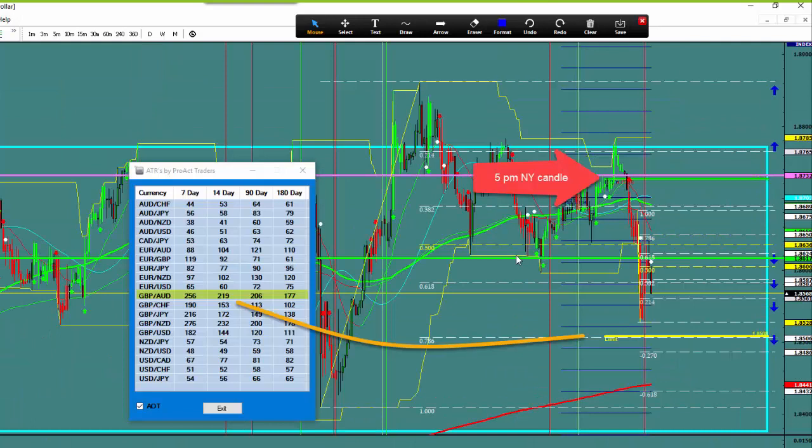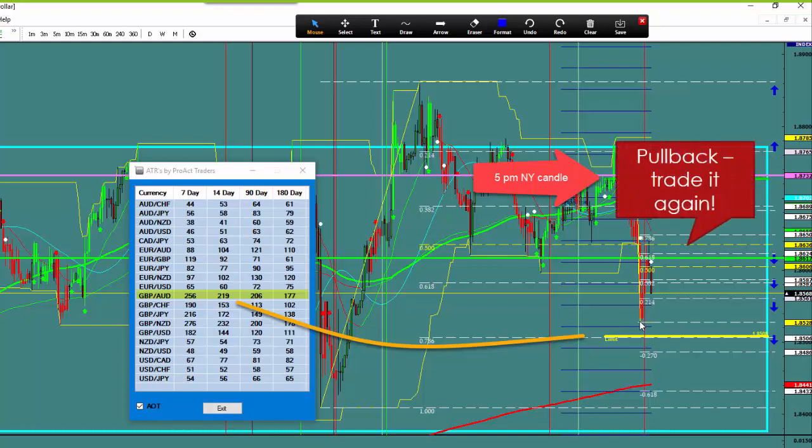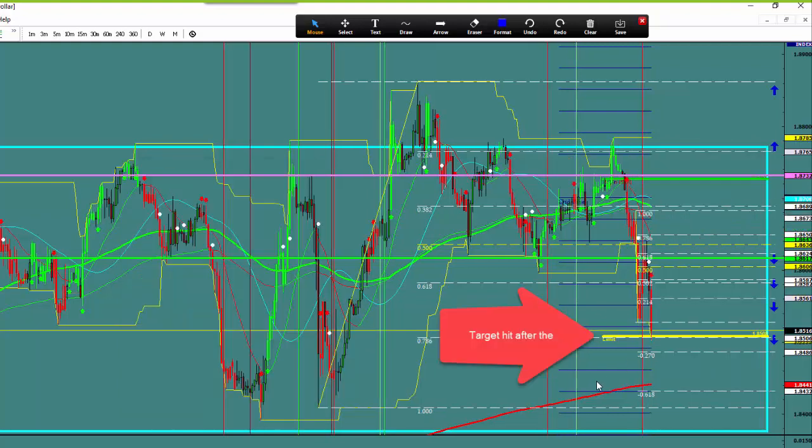All right. So here's another one, 219 pips from the 5 o'clock candle. There it is right there. So what do we do? Pull back, trade it again. We didn't hit the target. Trade it to the target. What did it do? Target hit. Absolutely. See that? Wow. Crazy, right? This is all taken the same day, folks.